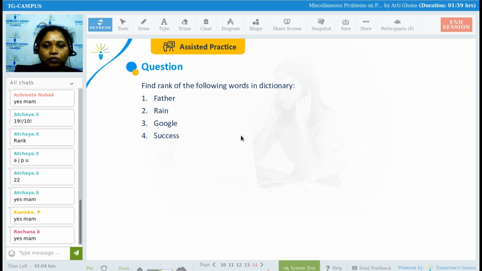Now you are ready to find out the rank of a word. See, find the rank of the following words in the dictionary. First is father, second is rain. Google and success just keep aside because the letter O and the letters C and S are repeated. Clear? Okay. So do it for father. Everyone find the rank of father in the dictionary.